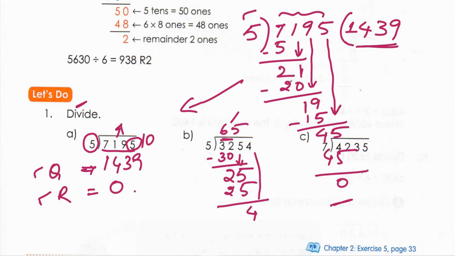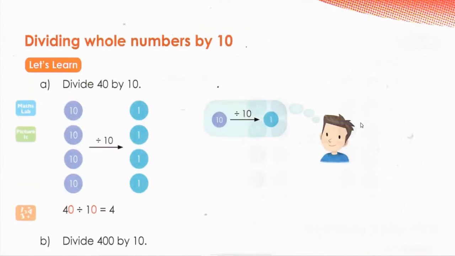He's asking you to only divide. He's not asking you to go with the decimal value. So no need to do further. Answer complete, where you have to write quotient is equal to 65 and remainder is equal to 4. Enough. Then dividing whole numbers by 10.